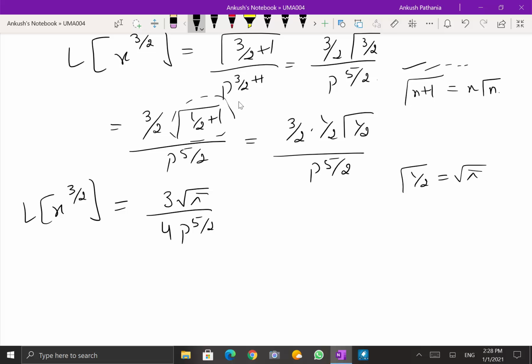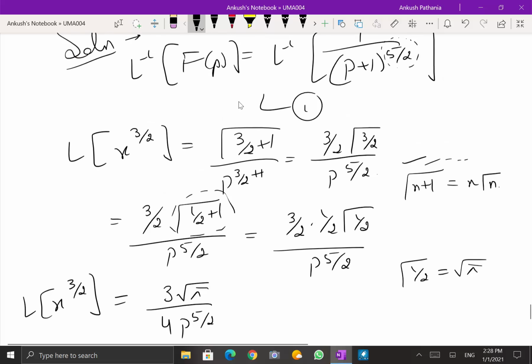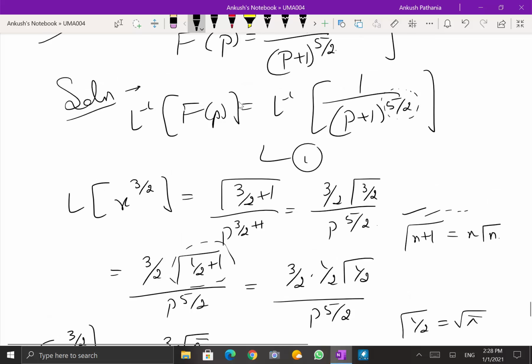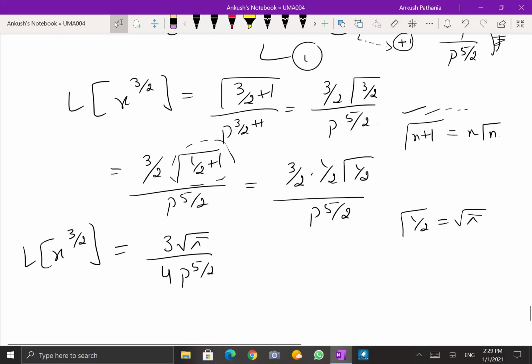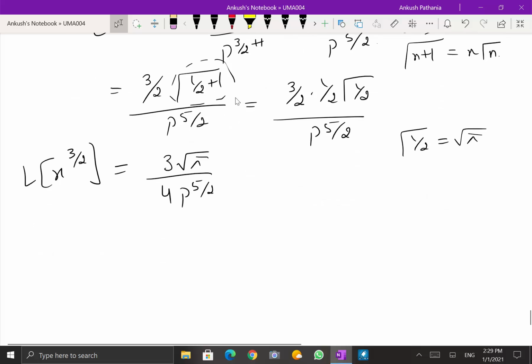So this is Laplace of x raised to 3 by 2. Why are we taking x raised to 3 by 2? Because as we did in the earlier examples, if I remove plus 1 from here, I get p raised to 5 by 2, and I know the Laplace of x raised to power n, here x raised to 3 by 2, from where I will get this inverse Laplace transform. So first I am targeting the Laplace inverse of 1 upon p raised to 5 by 2, and from here I got this result.